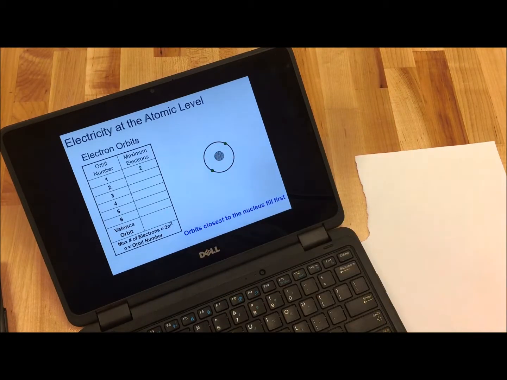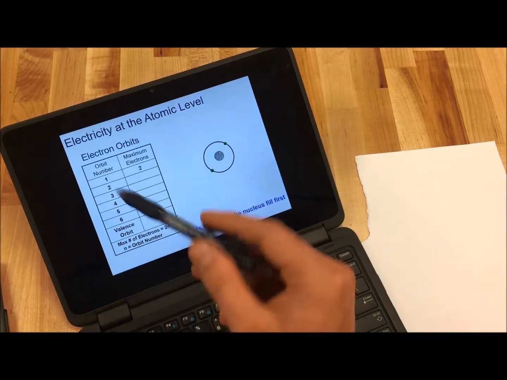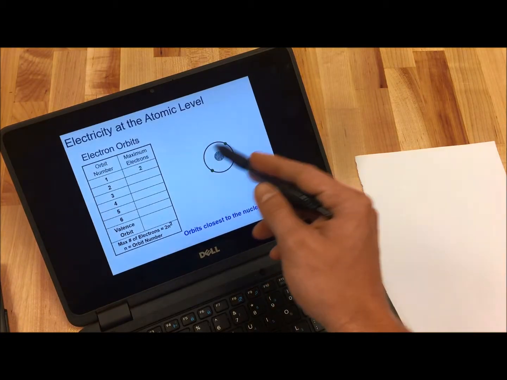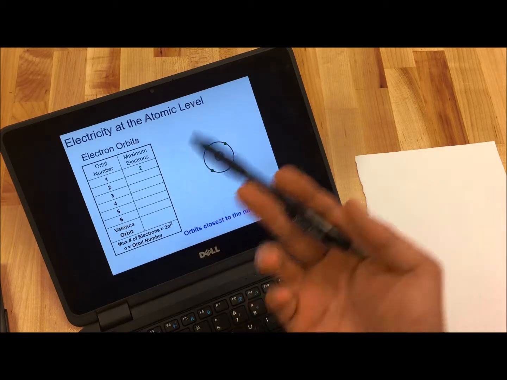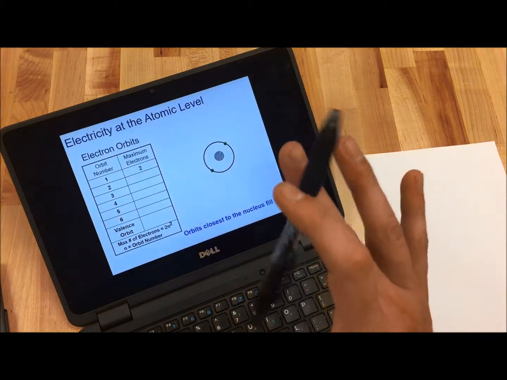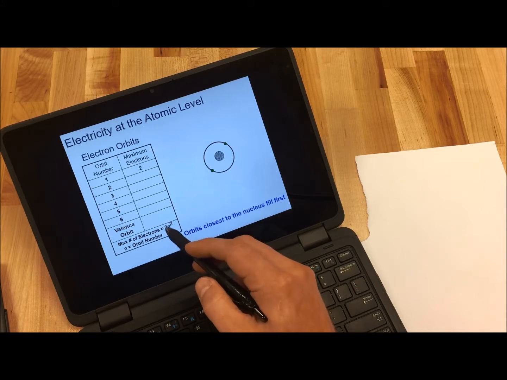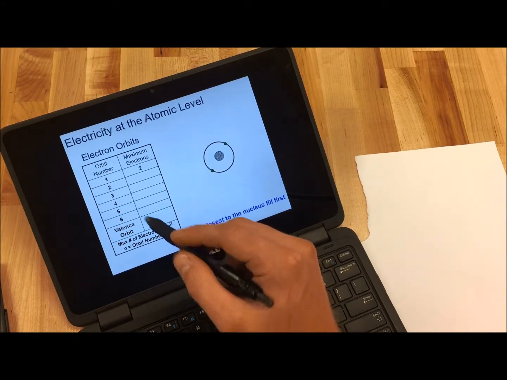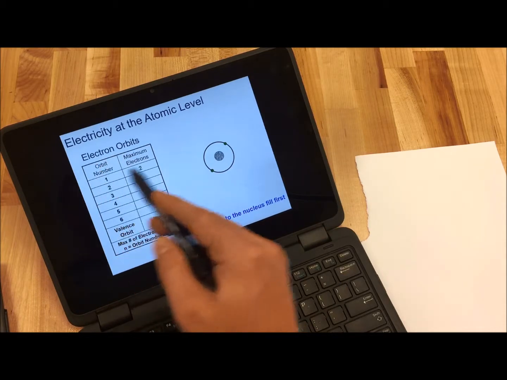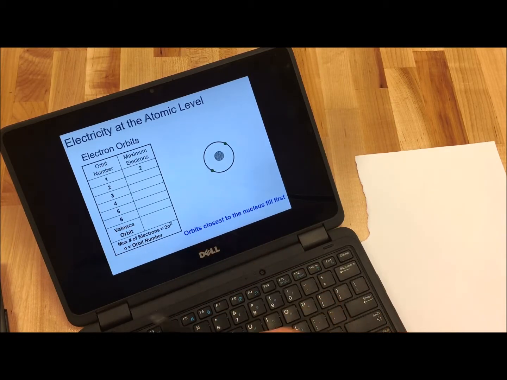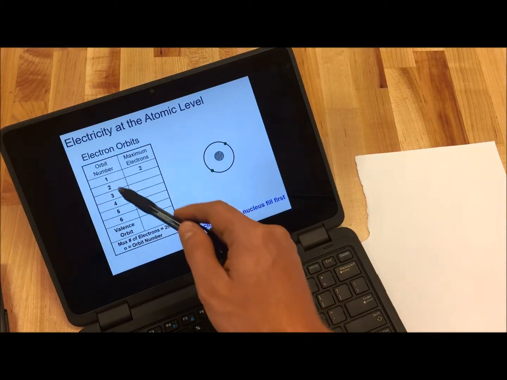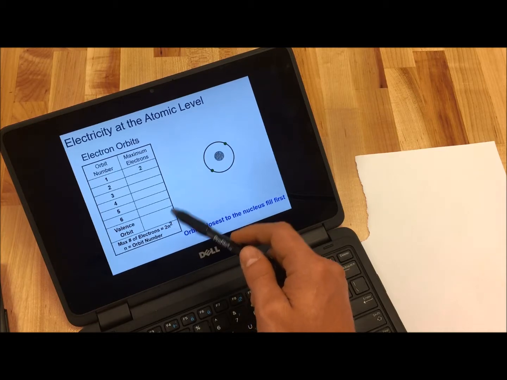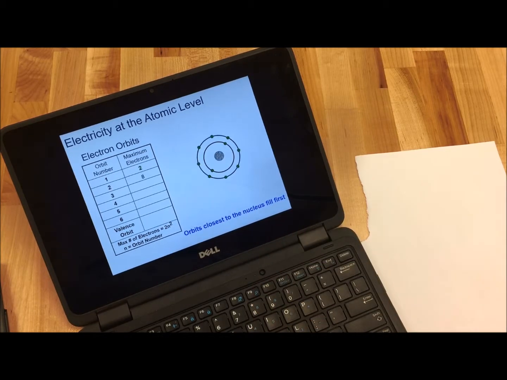Here we are getting into figuring out electron orbits based off of how many orbits there are. So if there is only one orbit around an element, to find the maximum number of electrons in an orbit, it is a simple formula, 2n squared. N stands for the orbit number. So for example, orbit 1: 1 squared is 1, 2 times 1 is 2. Boom, 2 electrons. Orbit number 2: 2 squared is 4, 4 times 2 is 8.